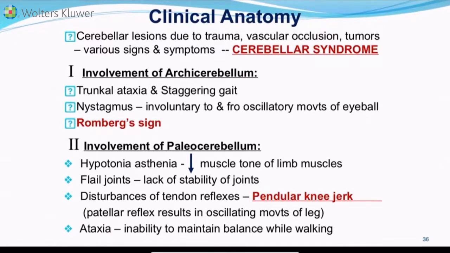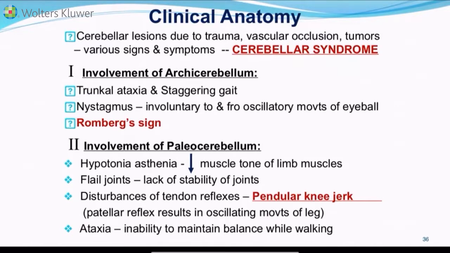So this will be the clinical presentation of the patient if there is involvement of the archicerebellum in trauma, vascular occlusion or a tumor of the cerebellum: truncal ataxia, staggering gait, nystagmus, positive Romberg's sign. If there is involvement of the paleocerebellum, there will be hypotonia, asthenia, that is reduced muscle tone of limbs, flail joints, that is lack of stability of joints, because there is no muscle tone for the muscles acting around the joints, they will go in for frequent dislocation. That is known as lack of stability of joints or flail joints.